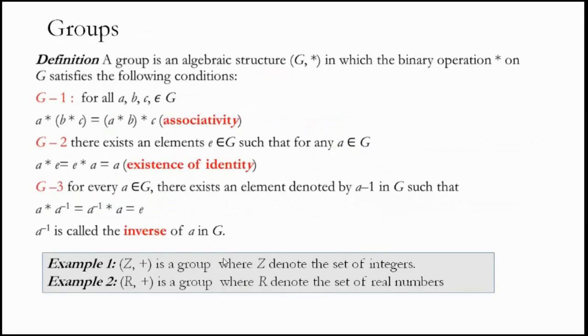So here in a group we have associativity, identity, and inverse. If you add commutative also to this, then that group is said to be an abelian group.